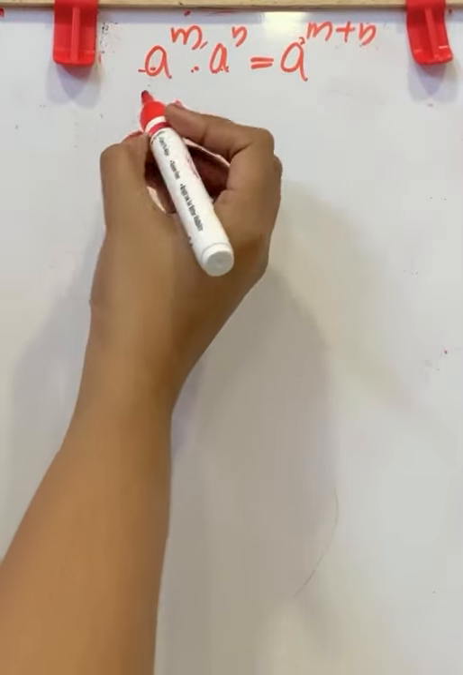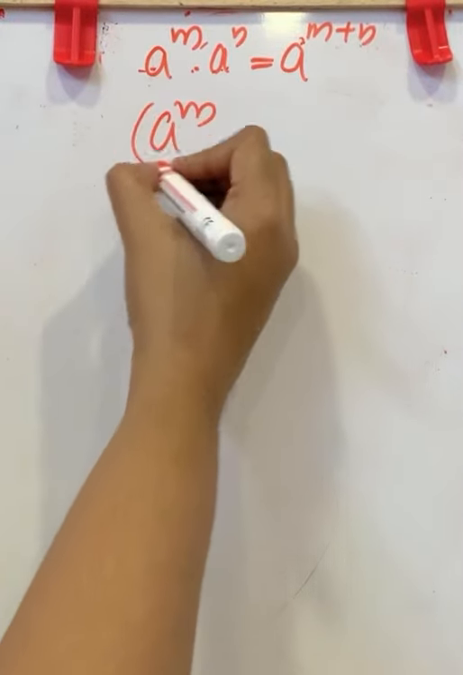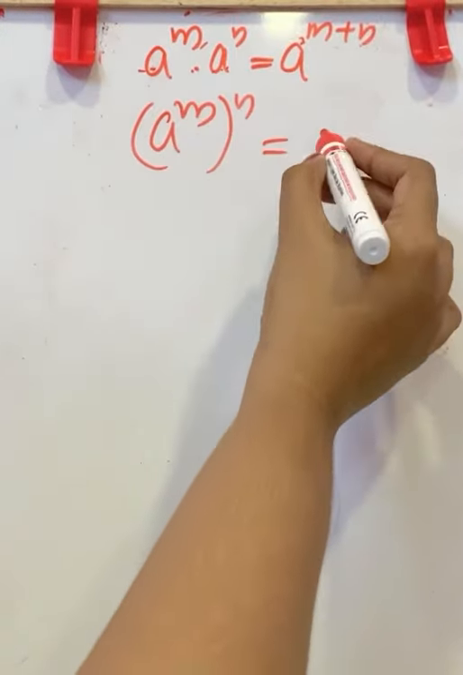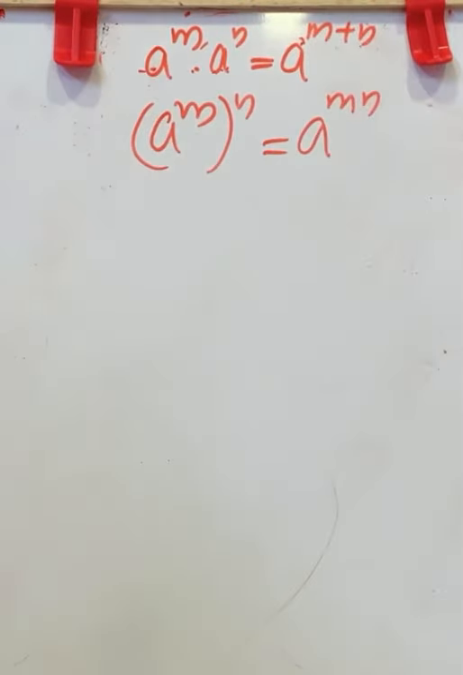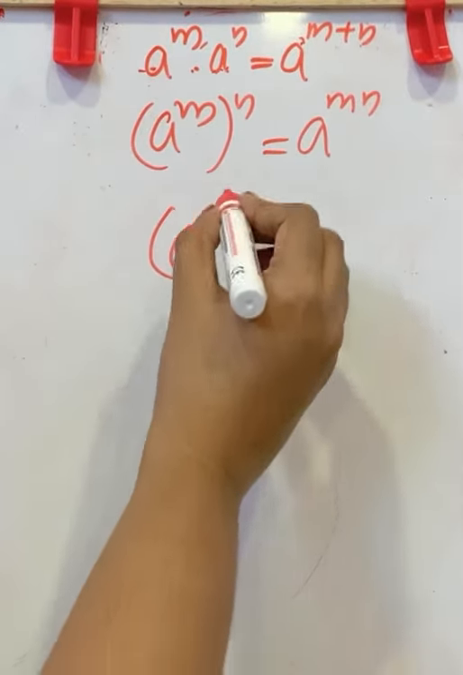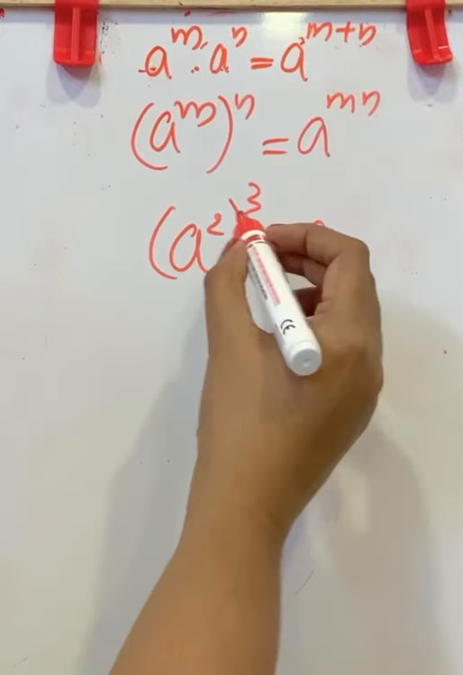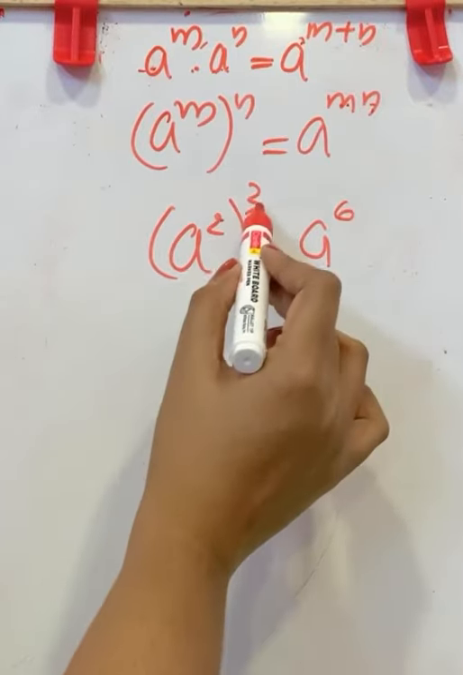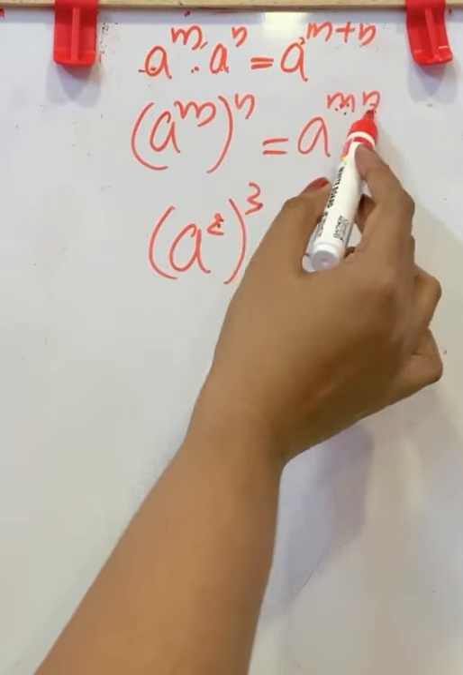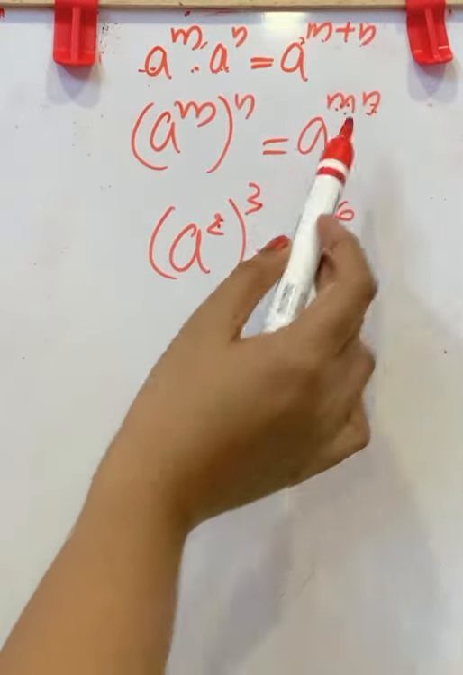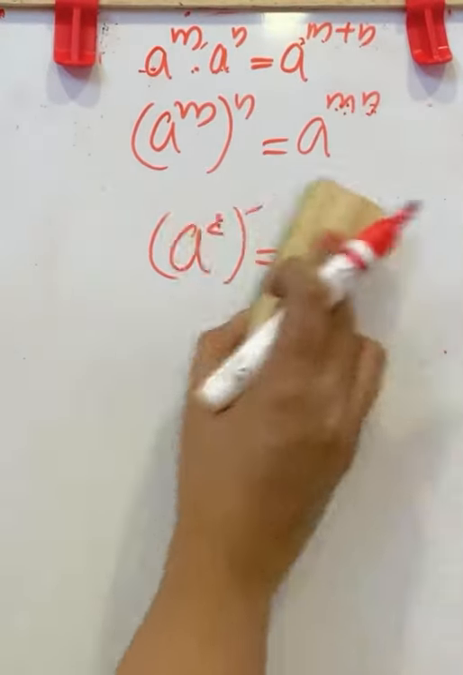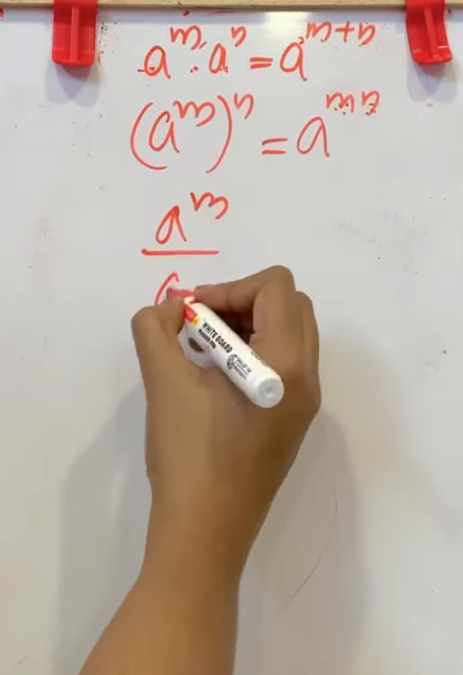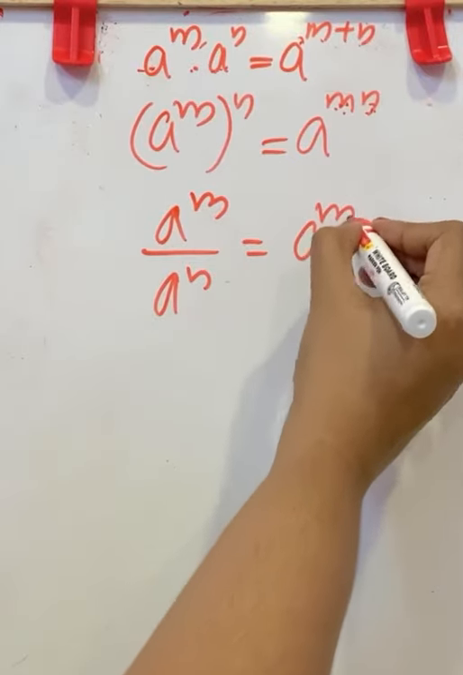Next is a raised to m whole raised to n. That is a raised to m raised to n is equal to a raised to mn. That is, if it is a raised to 2 whole raised to 3, then it is equal to a raised to 2 into 3, that is 6. Not 2 plus 3, 2 into 3 here. Don't be confused. This is 2 plus 3 and this is 2 into 3. Now next is a raised to m by a raised to n, which is a raised to m minus n.